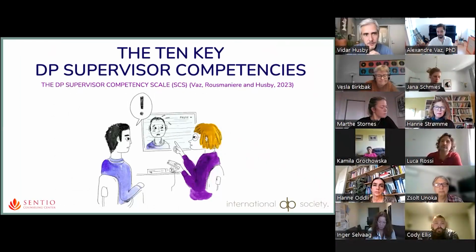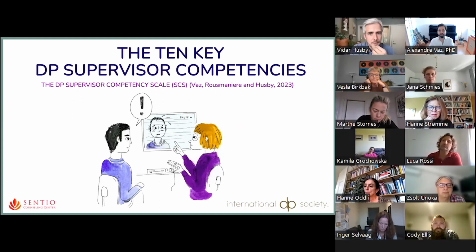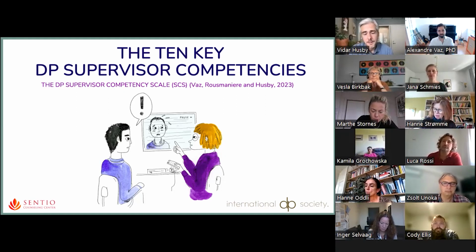Let's take a look at the 10 key DP supervisor competencies. The training has 10 main learning goals, and these constitute the main skills and competencies that you will need as a DP supervisor. So let's take a closer look at them.